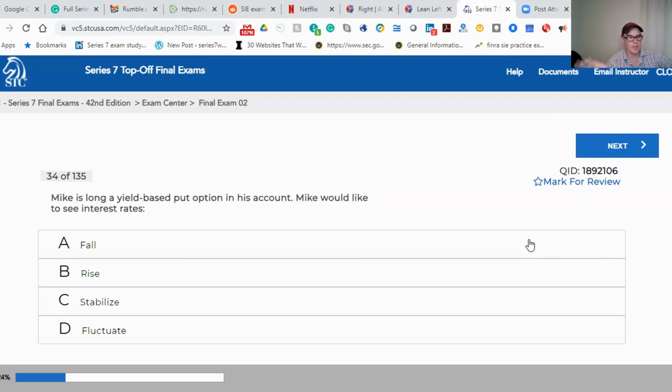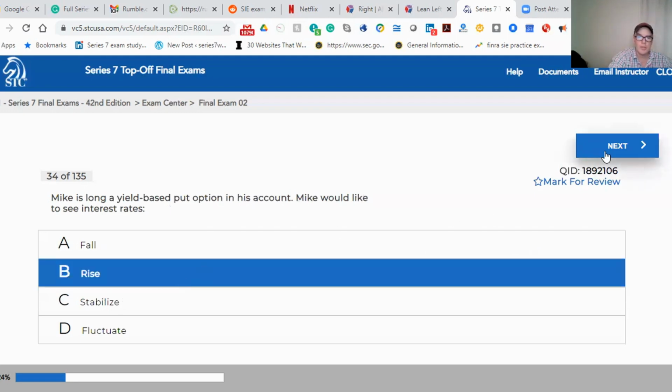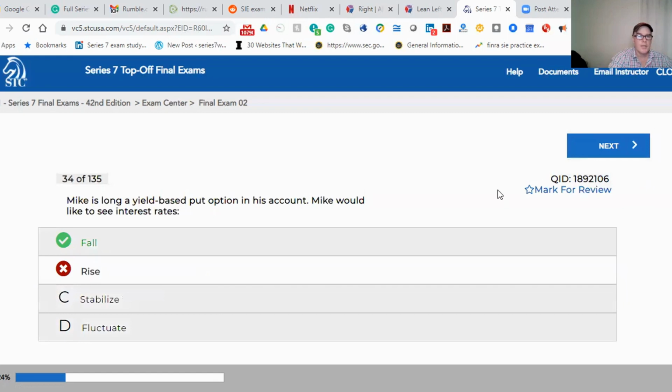Okay, so if you buy a put on something, you want it to go down. Fall, yes. Rise, no. Stabilize, no. Fluctuate, that's not the best answer. So when I buy a put on something, I want the actual thing to go down in price. Good. Okay.